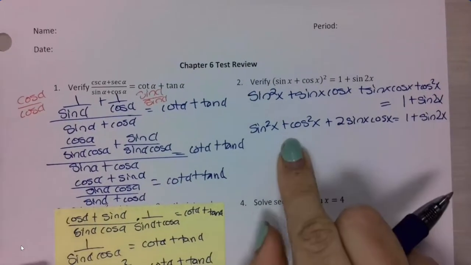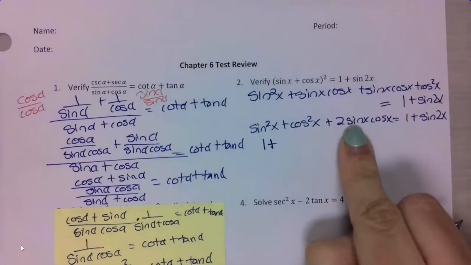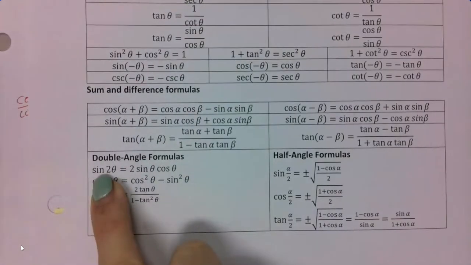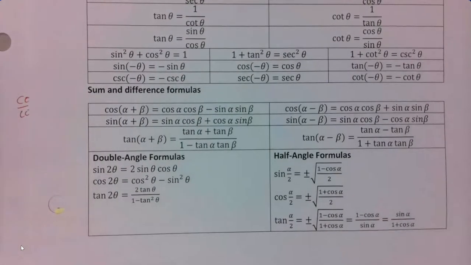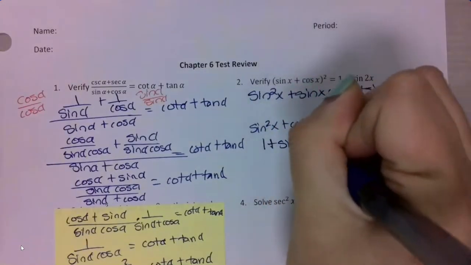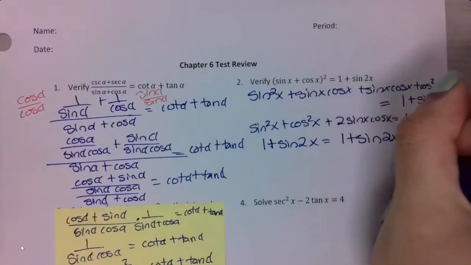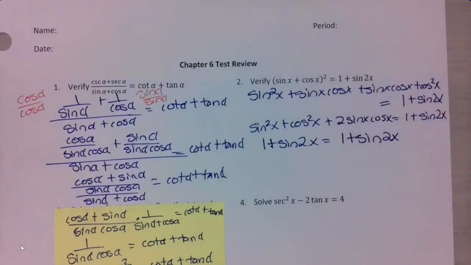So then here, I can replace sine squared plus cosine squared with 1. And 2 sine x cosine x, if I look, is my double angle formula for sine of 2 theta. So I can replace that also with sine of 2 theta, or in this case, 2x. Which is exactly what I was looking for on number 2. So I am done here.